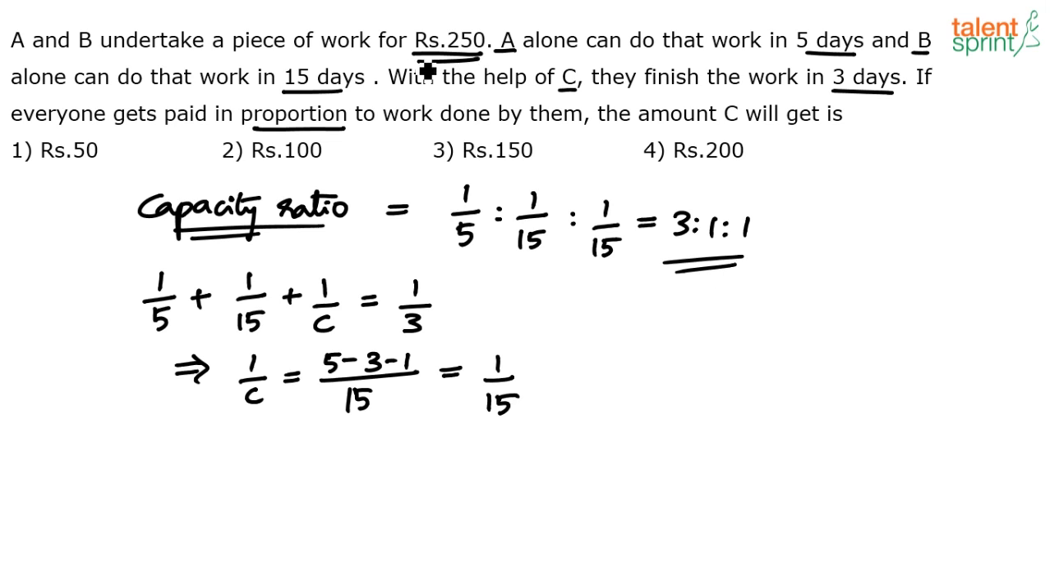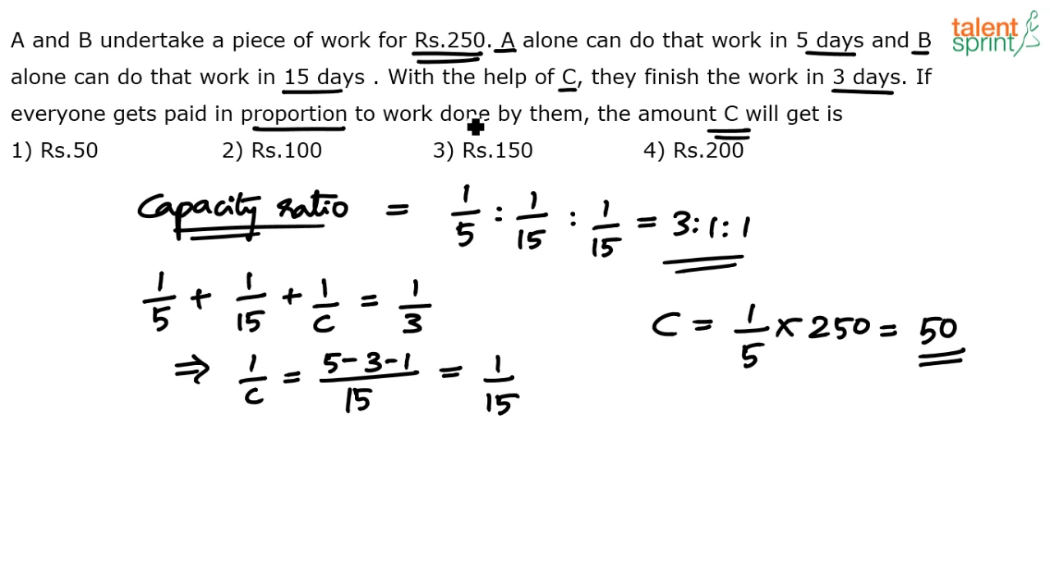Total amount is 250. We have to find out C's share. How much will C get? C will get 1 part out of 1 plus 3 plus 1 plus 1. 3 plus 1, 4 plus 1, 5. 1 out of 5 parts multiplied by 250. How much is that? 50.